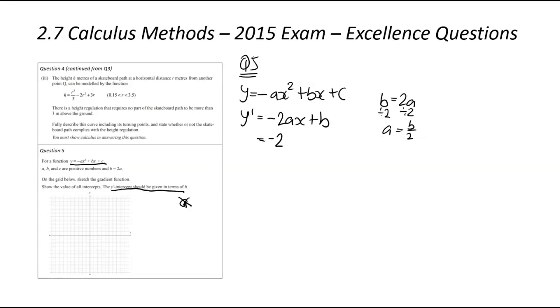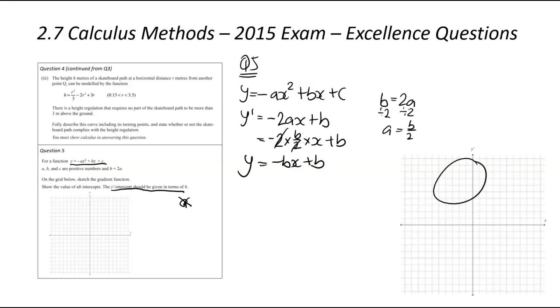It's going to be negative a times b over 2 times x plus b. The times 2 and divide by 2 cancel each other out, leaving us negative bx plus b. And even though it looks a bit messy, that there is the equation that we need to draw. I've got a separate axis on the bottom right that we're going to draw on.